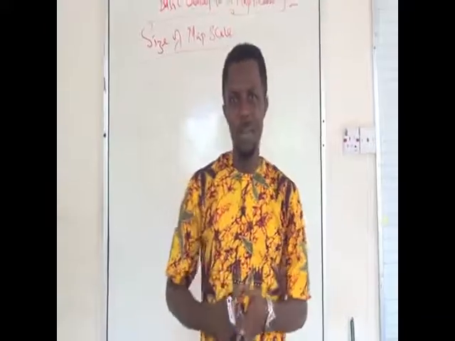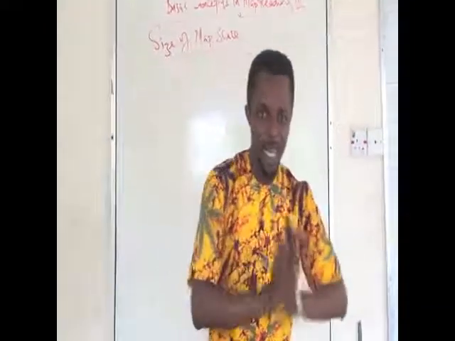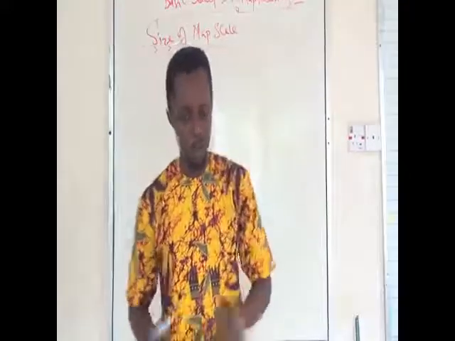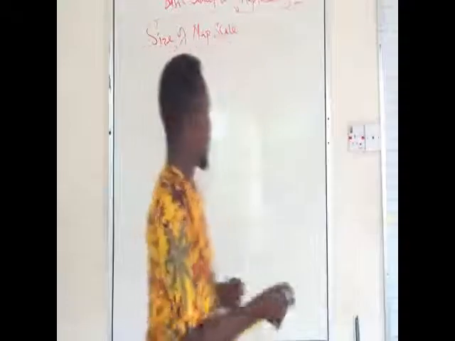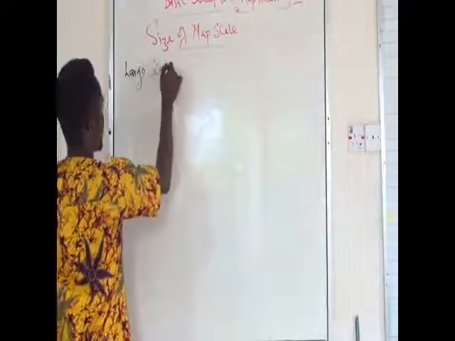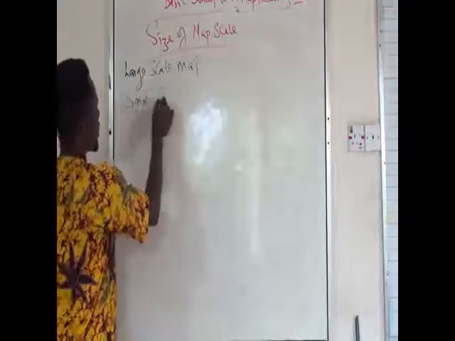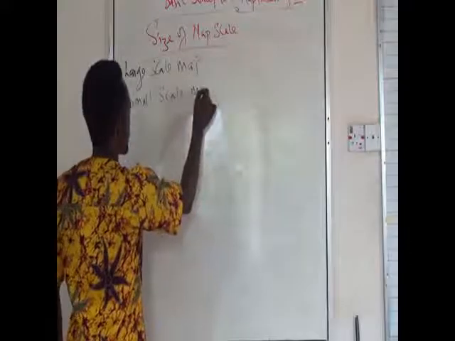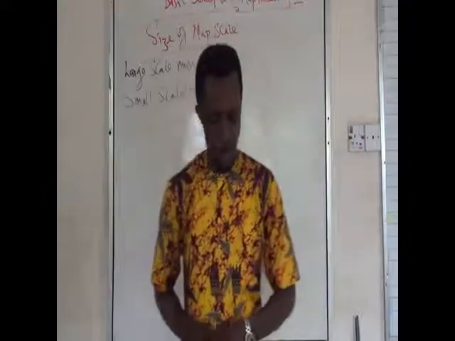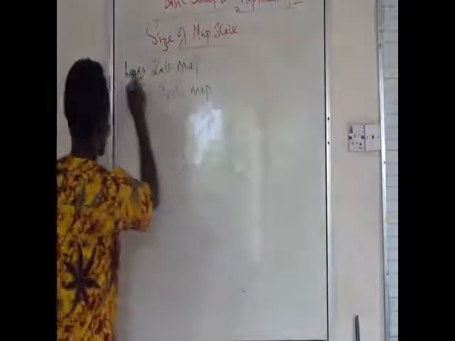The size of map scale may be large or small. A map can have a large scale, whereas another map can have a small scale. So we have two types now. We have large scale map and small scale map. These are the two types of map scales we have. So let us look at large scale map.